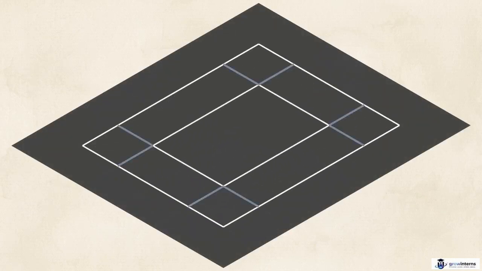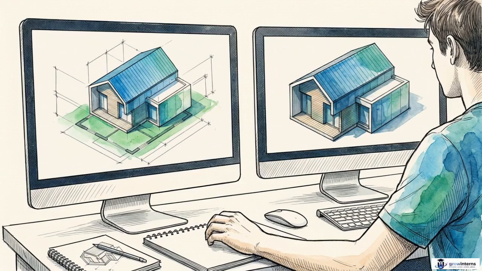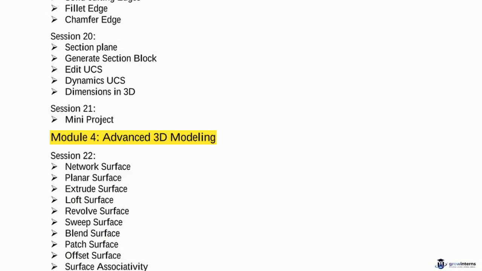Now it's your turn. Apply the offset and trim techniques we just went over to draft a new door on the front face of this structure. By mastering the mechanics of this illusion today, you've built the spatial logic you'll need tomorrow. You are officially ready to step into the advanced 3D modeling modules.